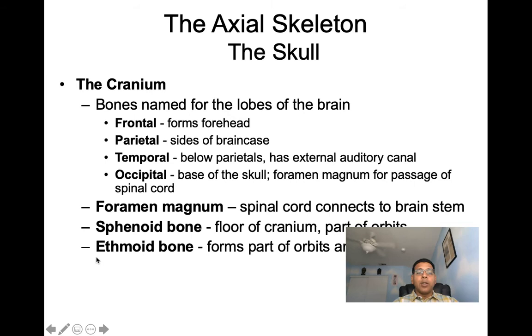So then we've got the sphenoid bone. The sphenoid bone we'll see is going to form the floor of the cranium and also parts of the orbits. When we talk parts of the orbit, orbits are going to actually be constructed by a few different bones. And then we've got the ethmoid bone we'll look at there too. The ethmoid bone is going to form part of the orbits you can see there, and then also our nasal septum.